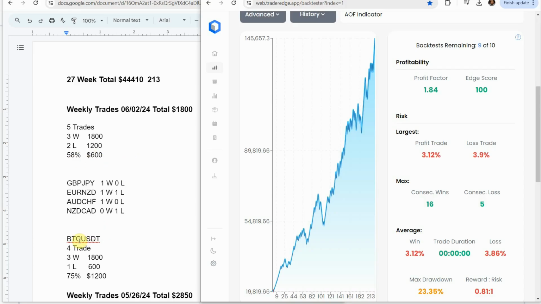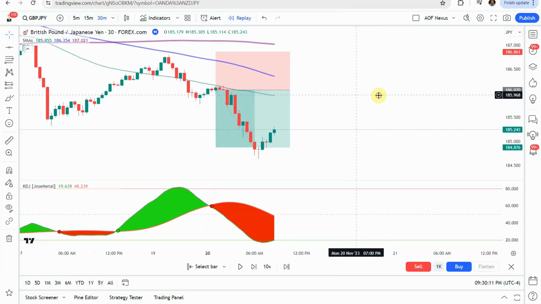On the crypto coin, we had 4 trades, 3 winning, 1 losing. A 75% win rate would have been a gain of $1,200. For the week, we would have been up $1,800. At the 27-week total now, we would have been up $44,410 over 213 trades. You can see more stats on the strategy here and the growth of the equity there. So really good stuff from the Academy of Forex indicator.